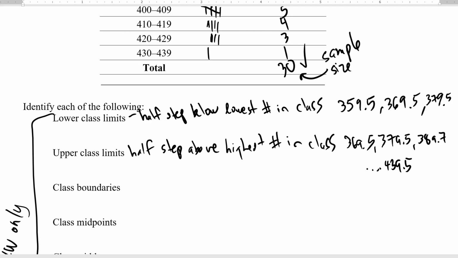So what do we do with these lower class limits and upper class limits? Well, we figure out what numbers I put in the first class. Well, I can't include 369.5 in both of these. So basically our class boundaries are going to be the lower class limit less than or equal to some number is less than the upper class limit.